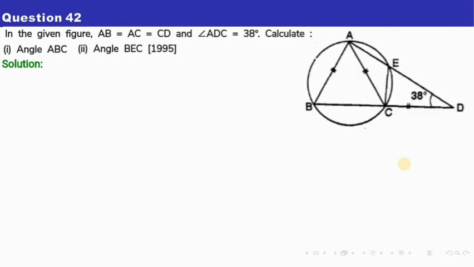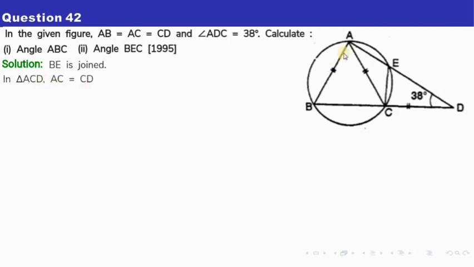Now let's move on to the last question for the day. The question says, in the given figure, AB, AC and CD are equal and ADC is given to be 38 degrees. We need to calculate angle ABC, that is this angle, and we need to calculate BEC. Let me see angle ABC first. Here BE is joined, which will be used in the next case, so I'll show you then.